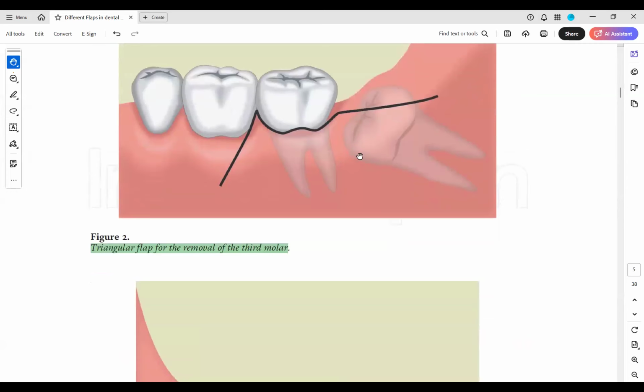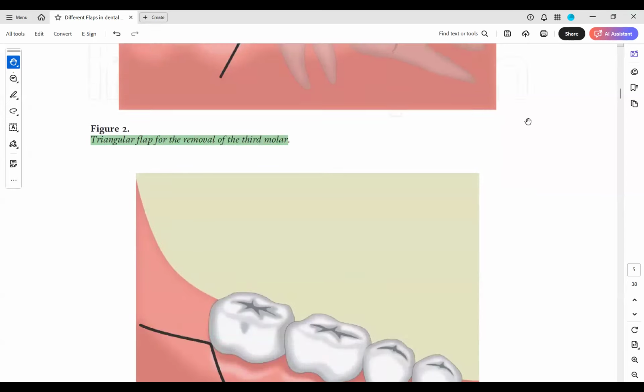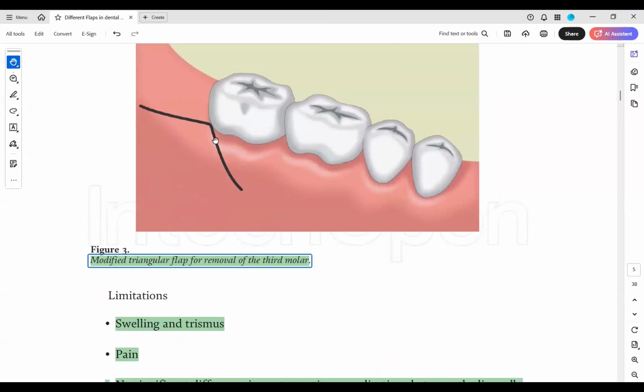So this is your oblique incision, the second molar area and into the ramus. So the distal relieving incision is almost the same as that of your envelope flap, but anteriorly it gets distinguished from your envelope flap by this oblique incision, which can go into the mucogingival junction and beyond to release the tension. And this also in modification can be done lingually. Similarly here, it can be a modified triangular flap for removal of the third molar.